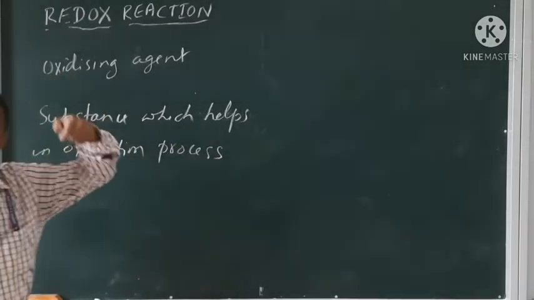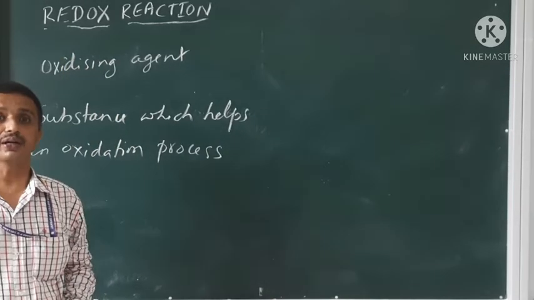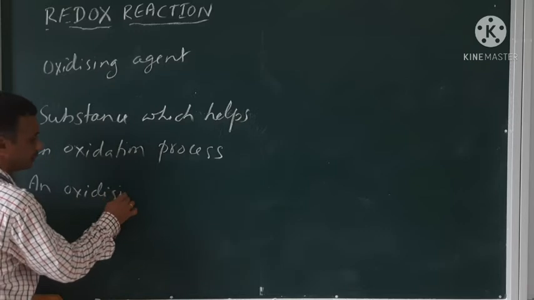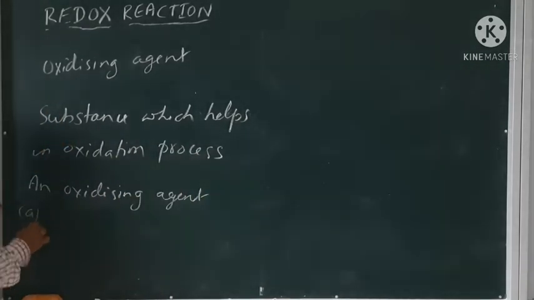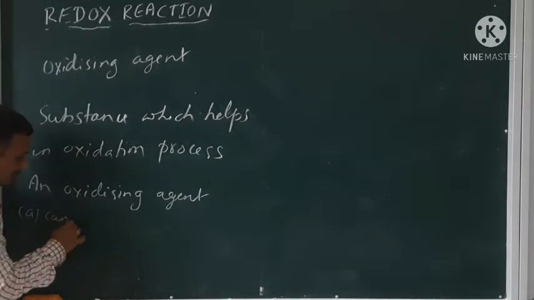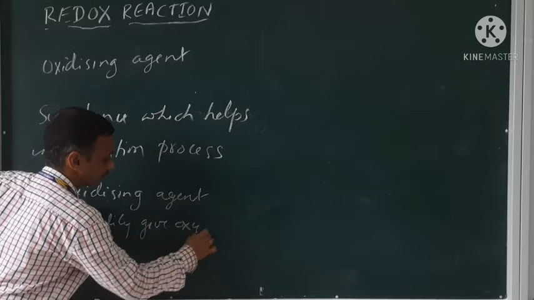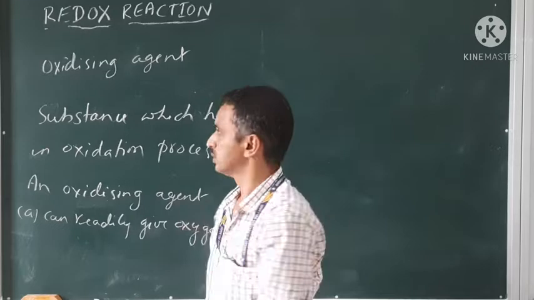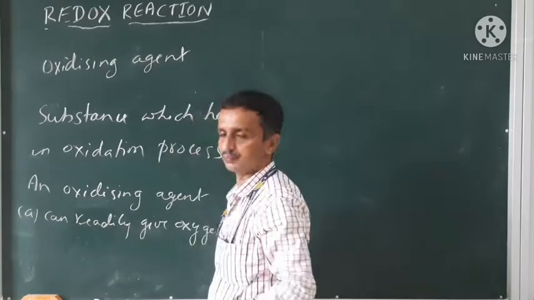And if the substance is in the capacity of helping the reduction process, then it becomes the reducing agent. So what will happen then? An oxidizing agent, what capacity do they have? A, can readily give oxygen. Why? Oxidation is a process of addition of oxygen. The oxidizing agent helps in the oxidation process, means they are readily giving the oxygen.